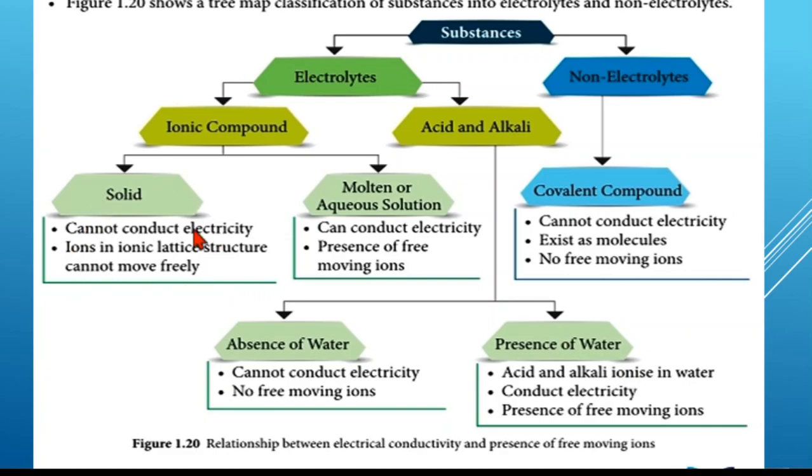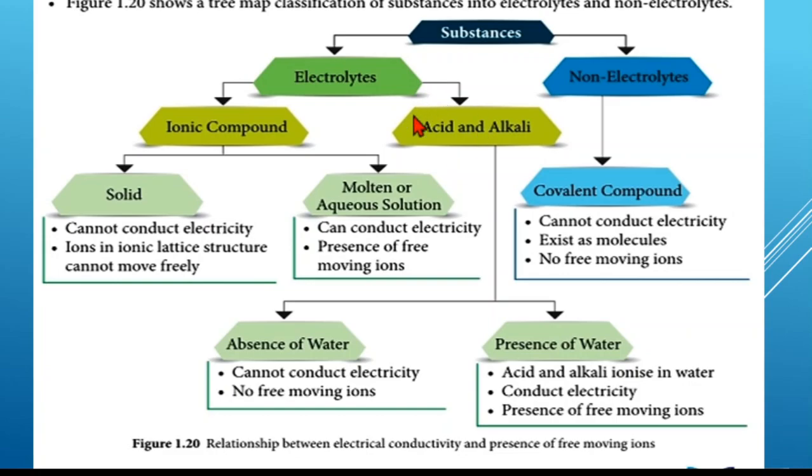Faham? So yang ionic compound in the form of solid ini, kita boleh tukar dia ke dalam bentuk molten atau aqueous solution. Bagaimana tukar kepada molten? Dengan cara kita heat dia. Okay? Kita leburkan dia supaya dia jadi molten. Ataupun kita tambah dengan air supaya dia jadi aqueous solution. So dalam molten dengan aqueous solution barulah the ions are free to move. Bila free to move, barulah boleh conduct electricity.